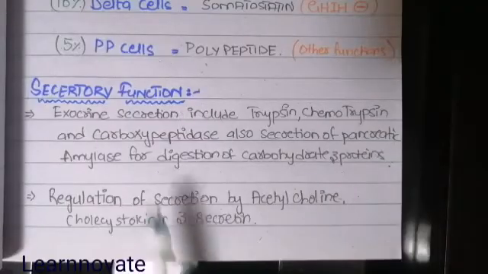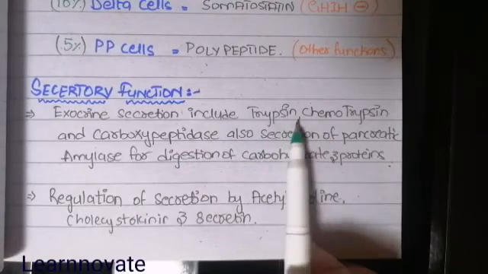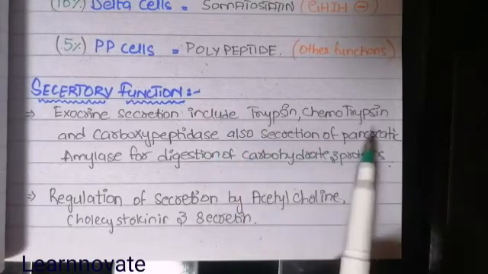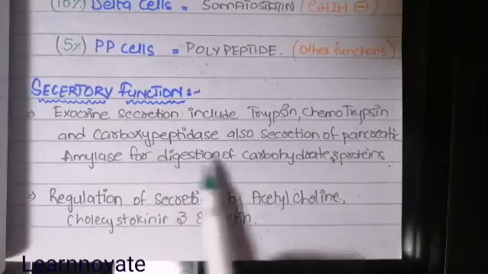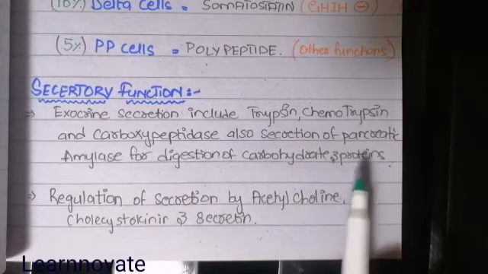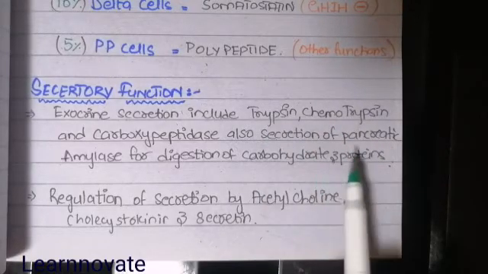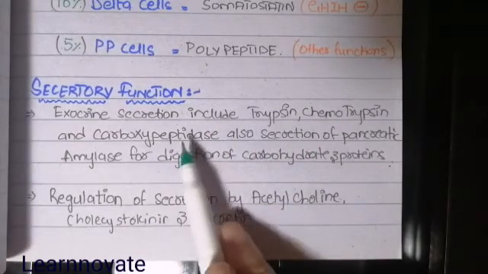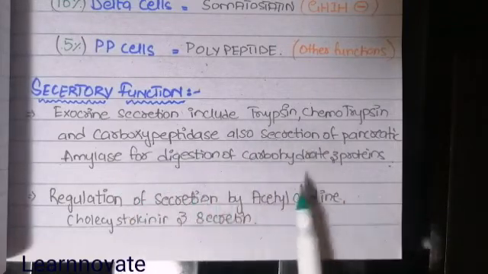So now the secretory functions include the exocrine secretion that includes three enzymes: trypsin, chymotrypsin and carboxypeptidase. The secretion of pancreatic enzymes also releases pancreatic amylase for the digestion of the carbohydrate, and the others for the digestion of amino acids. Chymotrypsin and trypsin are for the digestion of the amino acids present in proteins, while carboxypeptidase is a separate enzyme for reducing the peptides.